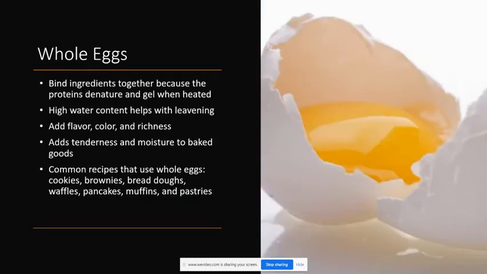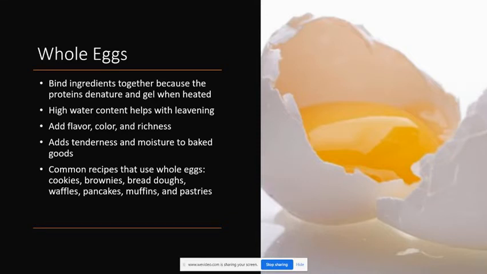A lot of recipes use whole eggs. So the function of whole eggs is going to be sort of a mesh between the two. Whole eggs can bind ingredients together because of the emulsification that the egg yolks can provide, and then also as the proteins denature and gel when heated, that can add structure and strength to baked goods.